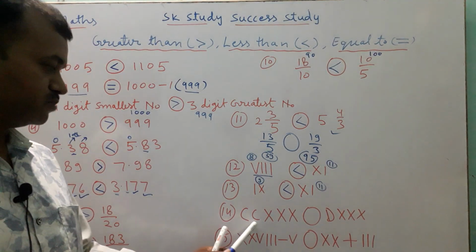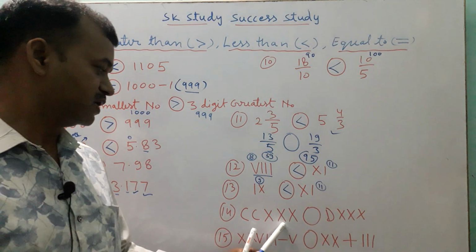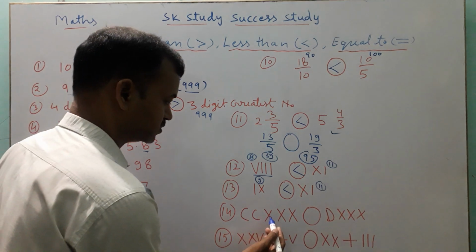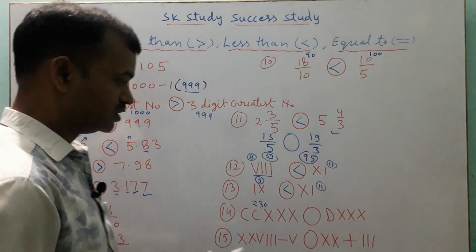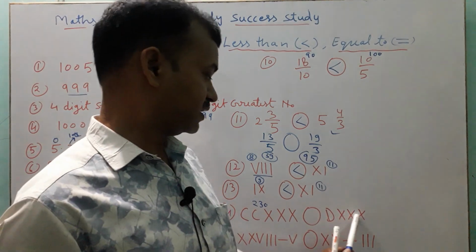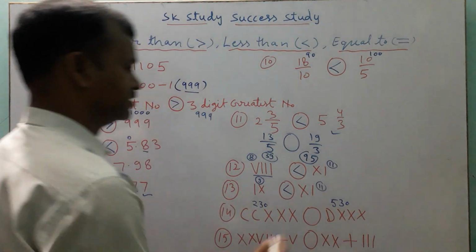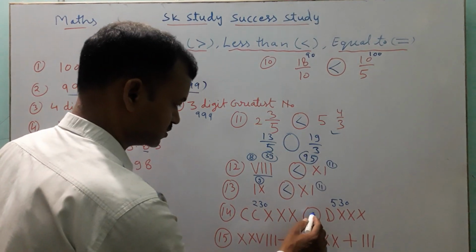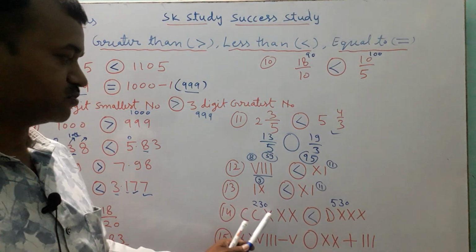Now C means 100, C means 100, X means 10, so 210. D means 500 and 10, 10, 10, 30, so 530. 530 is greater than 230, so we write here smaller than, because 230 is smaller.